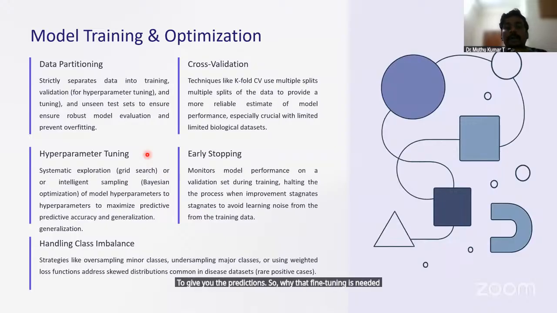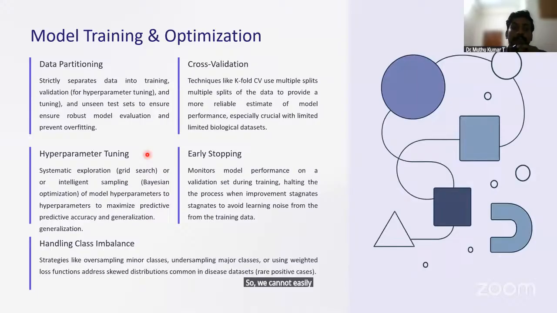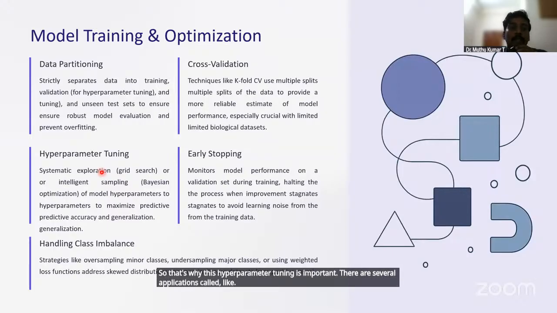To enhance the model performance, or to enhance the prediction. We cannot easily identify the features, the characteristics of the model, so that's why hyperparameter tuning is important. There are several approaches, like Optuna hyperparameter tuning, grid search or Bayesian optimization. These are the optimization techniques where we can run the model with different combinations of the parameters.